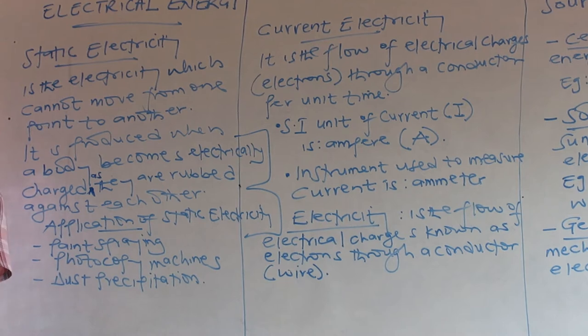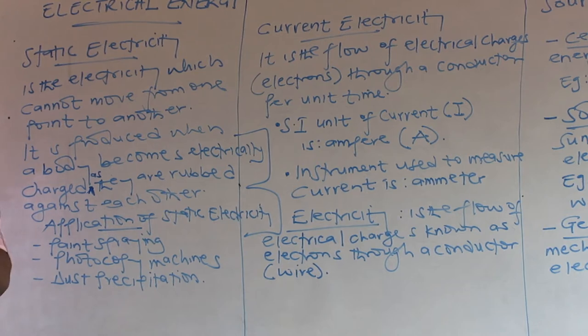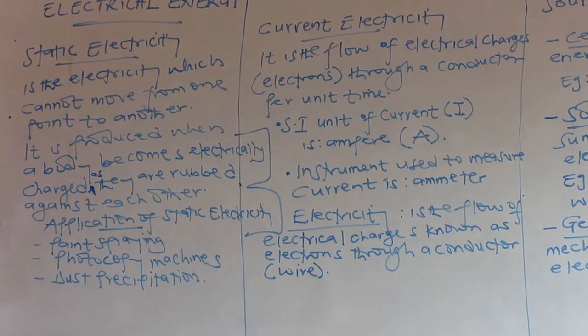Then the container through which the dust passes is also made the same charge. So when they meet, they can't escape. So they are collected in the chamber. Then you discard them, right? So that is static electricity.